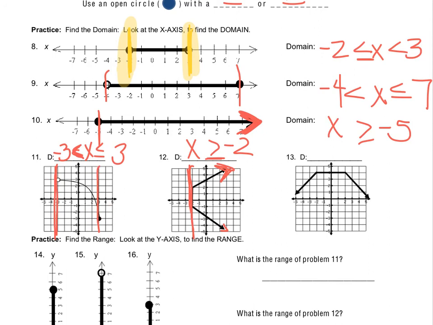For 13, if you look at your left side, notice the left side here is actually an arrow pointing that direction, and the right side is also an arrow pointing that direction. That means it's just continuing to get bigger. There's no starting and stopping point, so we would say that our domain is all real numbers. Our domain is all real numbers. Now we're going to go back and talk about our range.